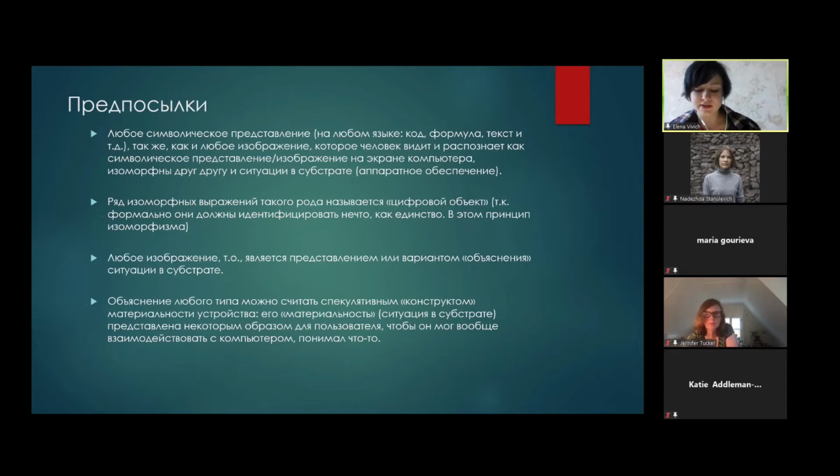Изображение можно поставить в один ряд с выражениями на разных языках, которые его описывают, с кодом этого изображения, с формулой, с потенциальной схемой аппарата, создающего изображение. Если оно изоморфно всем этим выражениям, то точно так же на каком-то уровне описывает происходящее в субстрате.